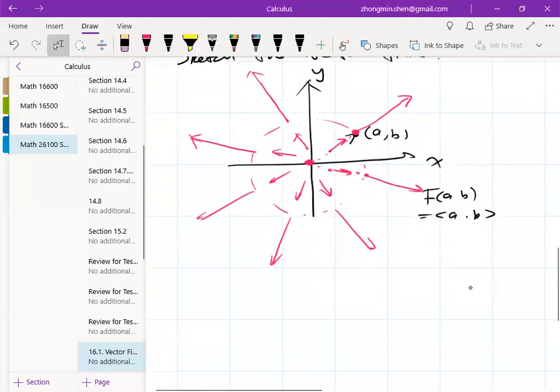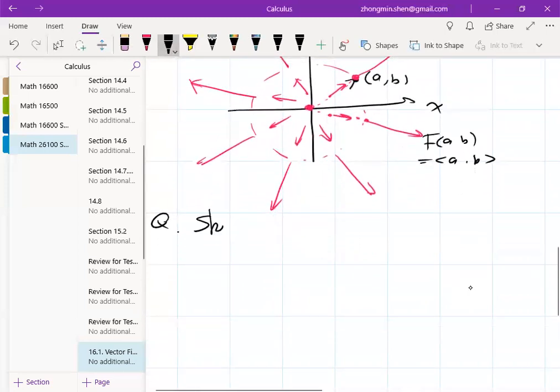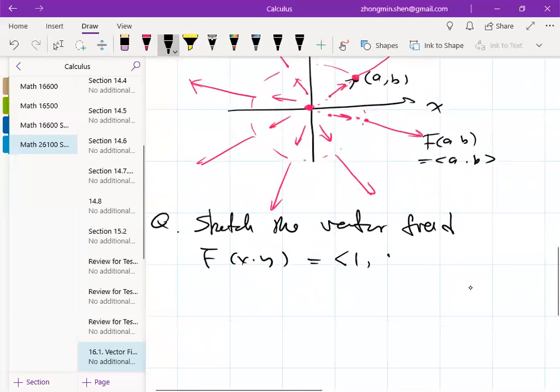Okay. Another question is, let's say, sketch the vector field f(x, y). This time I'm going to only use 1 and 1. That means the first component is always equal to 1. The second component is 1.